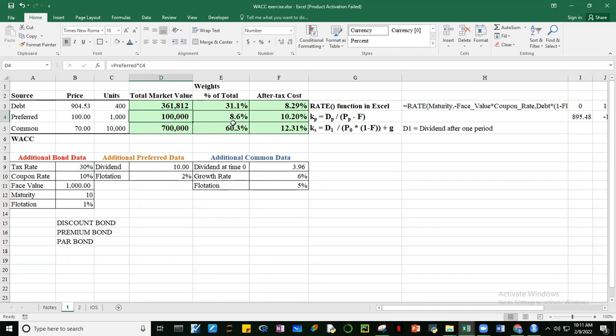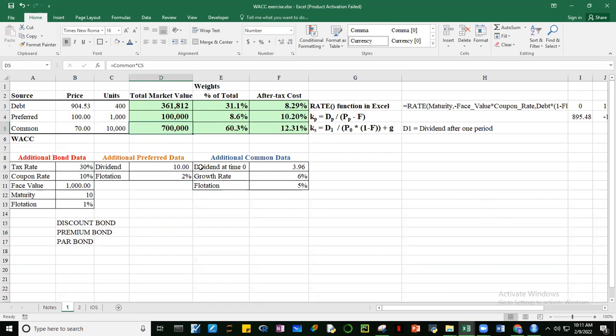Okay, so this is the correct percentage. Apologies guys. So it should be this one times this one sa preferred. So hindi natin pwedeng i-copy itong formula kasi naka-peg dun sa debt. Sorry about that. Thank you for that question. Okay. So any more questions, guys?